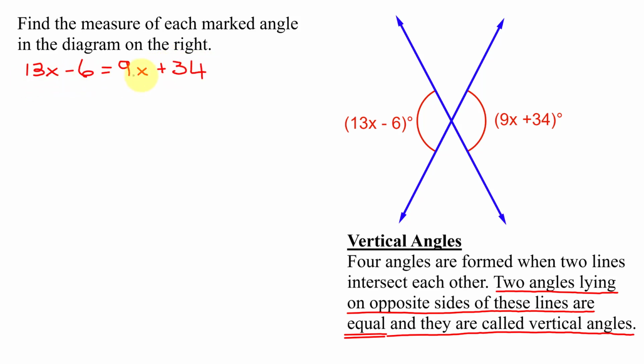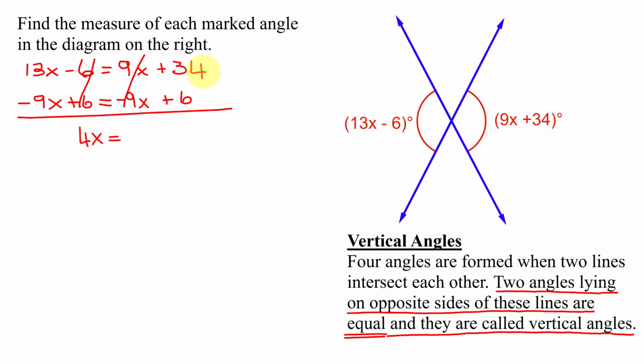This is a very simple linear equation, so I'm going to solve it quickly. I'm going to collect my x's on the left, so I'm going to subtract 9x from both sides. And at the same time, I'm also going to add 6 to both sides of this equation. So I get 13x minus 9x is 4x equals 34 plus 6 is 40.